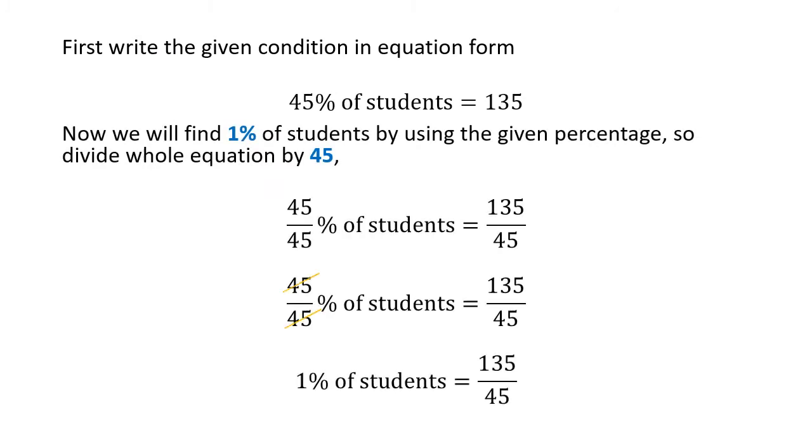First, write the given condition in equation form, that is 45% of students equals 135. Now we will find 1% of students by using the given percentage, so divide the whole equation by 45 as shown in steps. So 1% of students equals 135 upon 45.